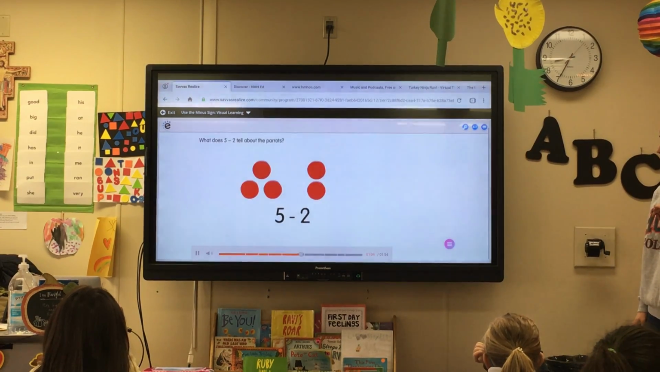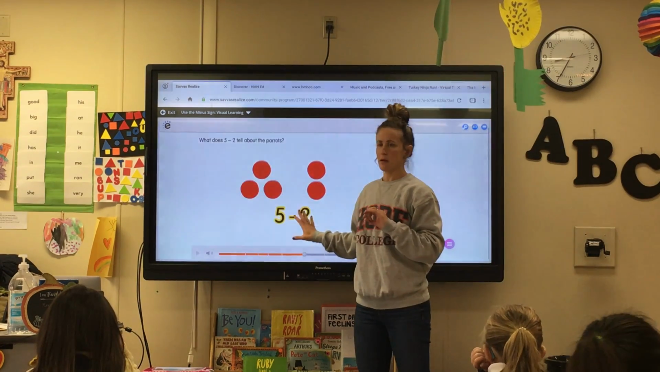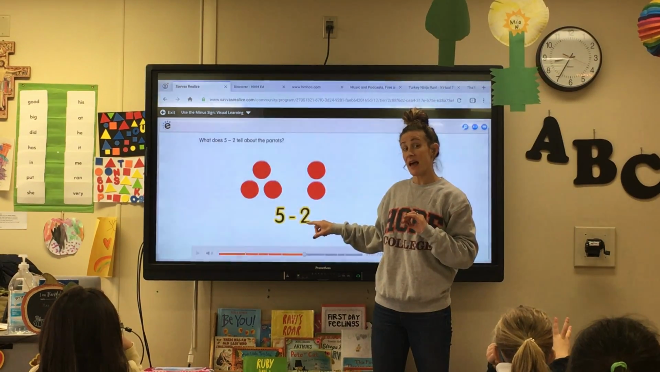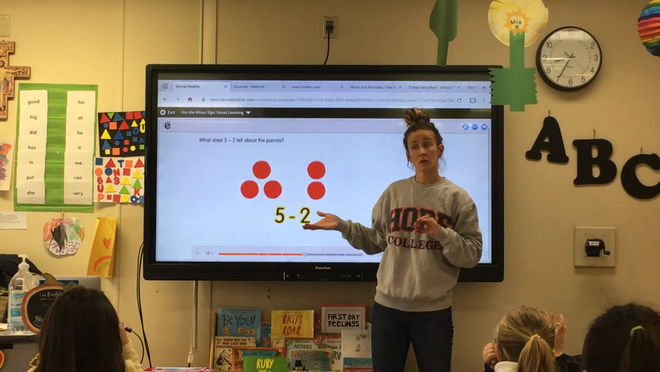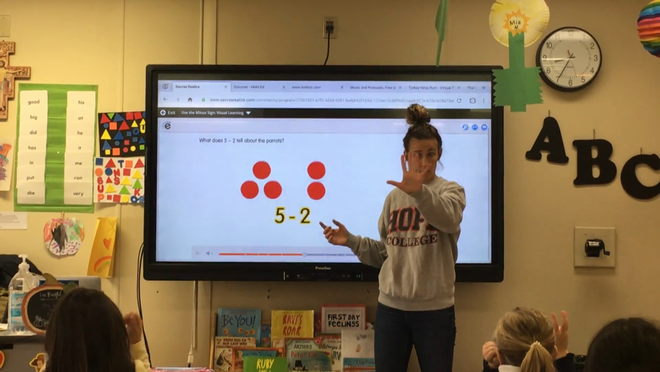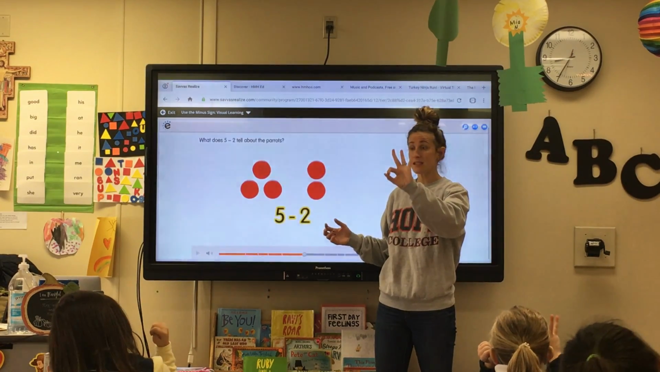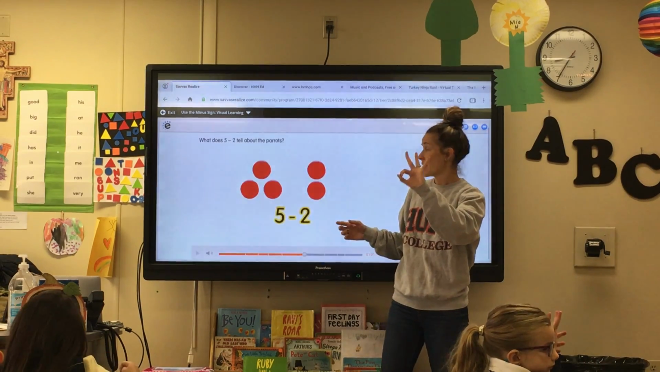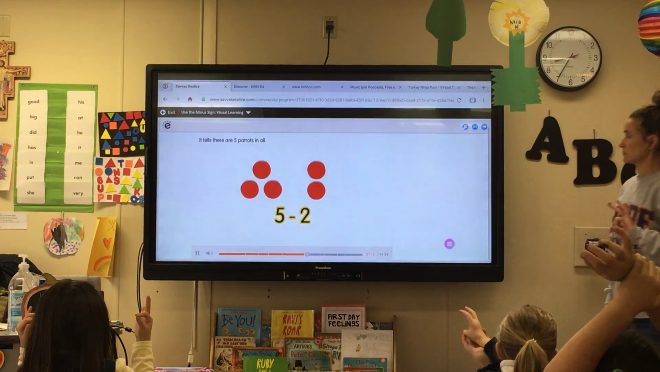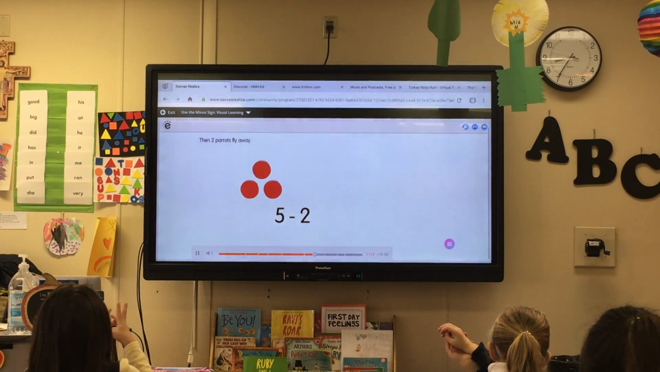What does 5 subtract 2 tell about the parrots? Okay. So again, 5 subtract 2. What does that tell about the parrots? It says that what happened to the parrots? They flew away. Okay, how many of them flew away? 2. Okay, so we started with 5, and how many flew away? 2. So we're going to subtract them. Subtract means to take away. So we take away the 2, and we can see how many were left. But we're probably going to ask that next, so be ready. It tells there are 5 parrots in all. Then 2 parrots fly away.